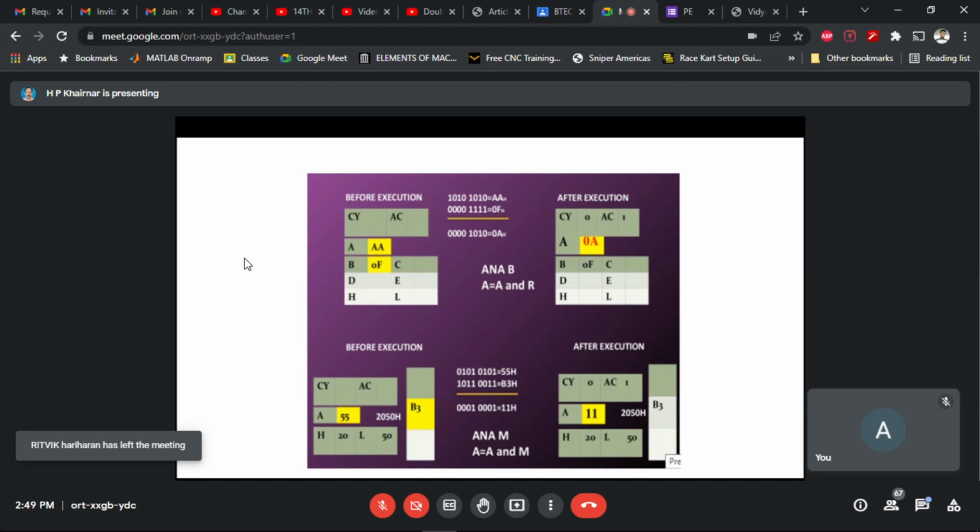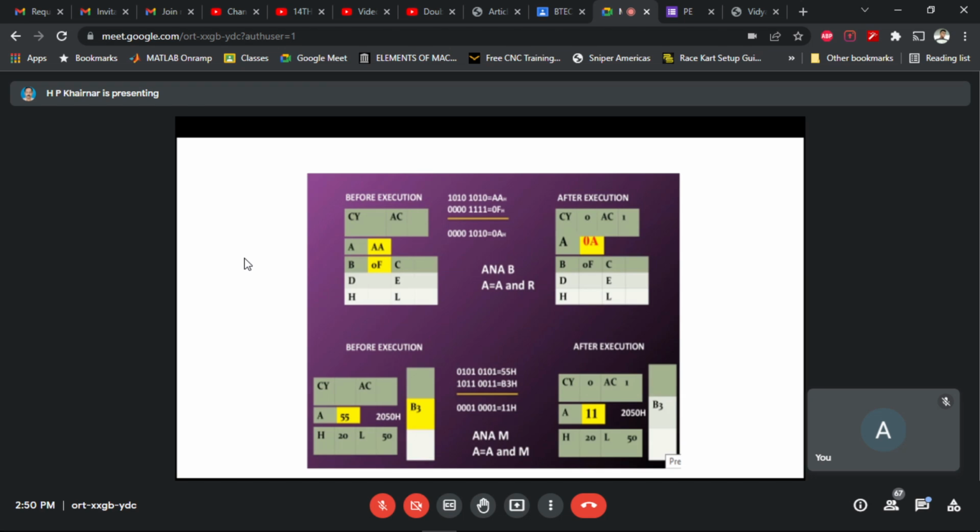Yes. So say the example is, suppose the memory location is 2050. For that some number is there, that is B3. The accumulator is containing 55. You are carrying out the AND operation on this, meaning you are logically ANDing the contents of the memory location with that of the accumulator.